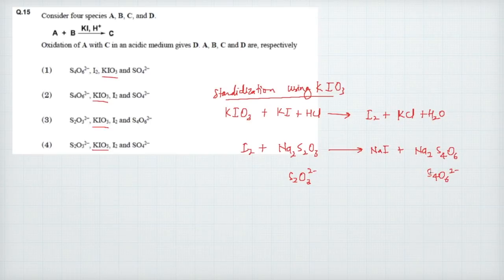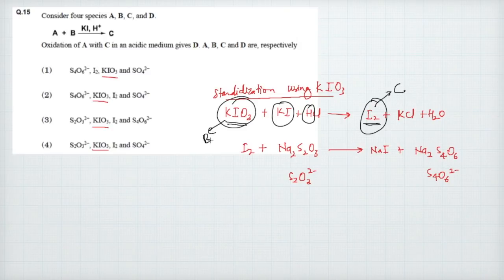Okay, so basically if you look at the reaction over here, they have already given KI and H plus. So these two things, KI and H plus, are already given to you. That means your KIO3 is somewhere over here, among A and B something is your KIO3. Then the product which you are getting is C, that is iodine. So this is going to be your C, this is going to be your B.